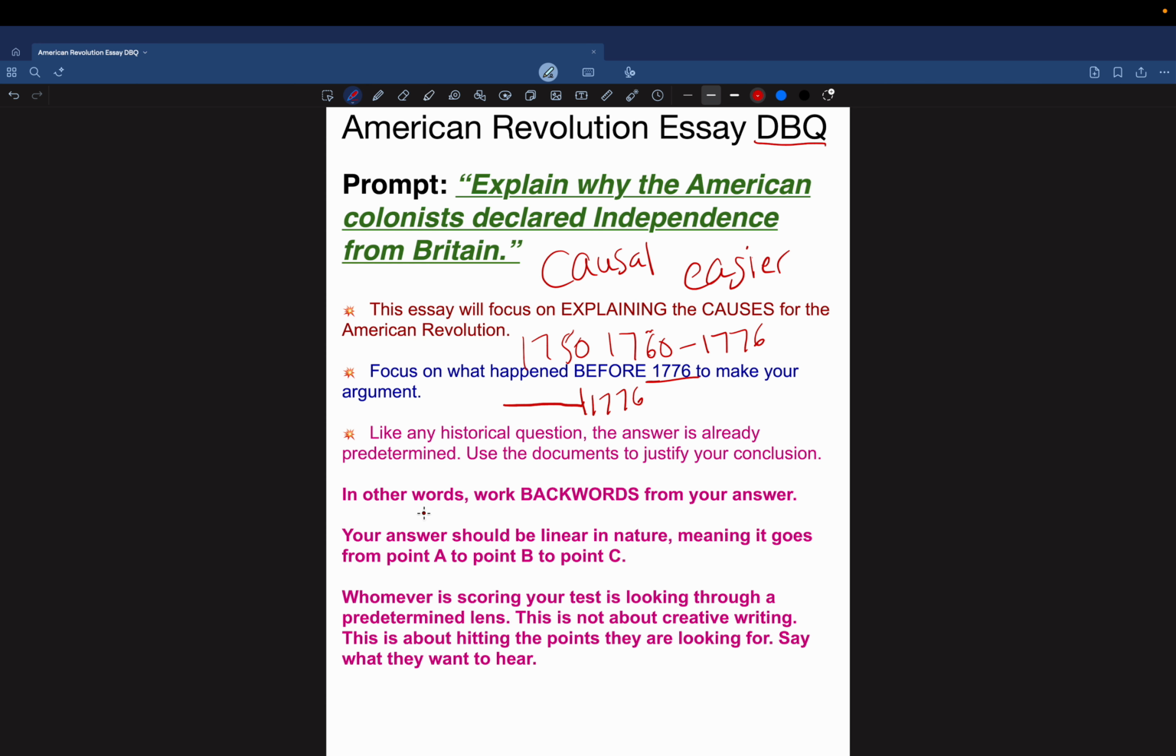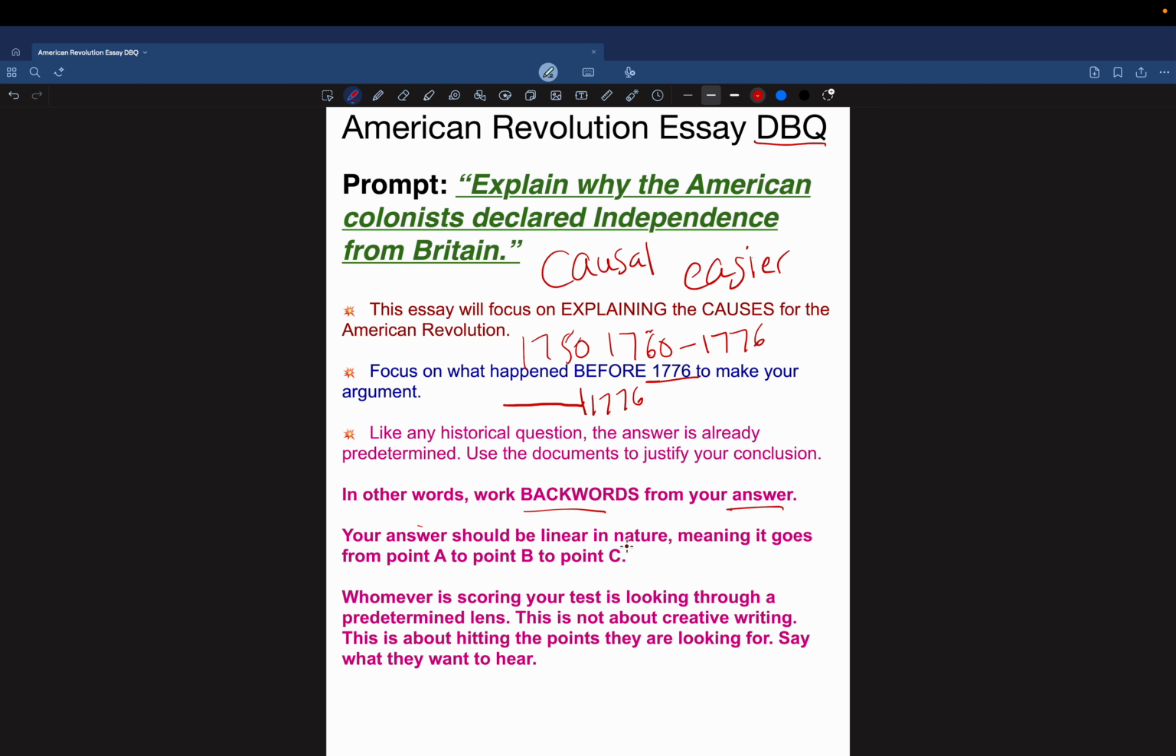In other words, work backwards from your answer. So this is not a complicated question. In fact, this is a very generic question where the answer has been written up so many times that the scorer, the teacher, the rater knows what they're looking for. In fact, they have a certain set of things they're explicitly looking for. So work backwards from your answer.